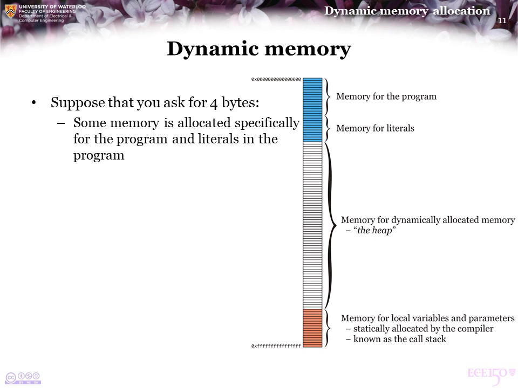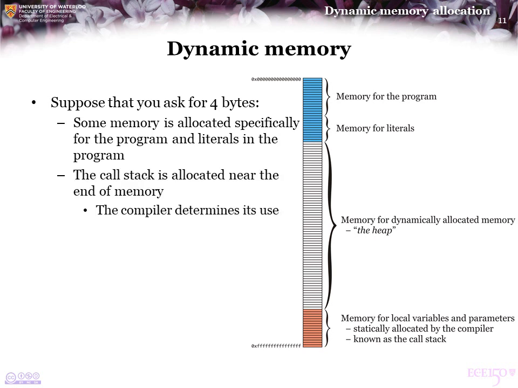Now, some memory is going to be allocated specifically for the program instructions and any literals. And we've already discussed this. This will be closer to the start of memory. At the end of memory is the memory allocated for the call stack, and the compiler is going to determine how this is going to be used.